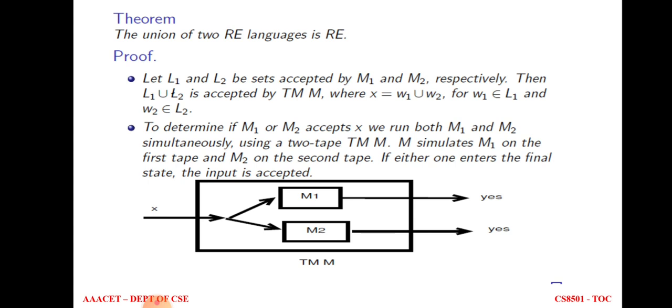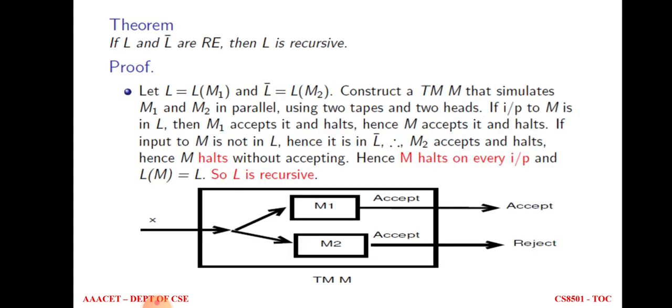So the Turing machine M simulates M1 on the first tape and M2 on the second tape. Here we are using a two-tape Turing machine. The first Turing machine M1 belongs to the first tape, and the second Turing machine M2 belongs to the second tape. If either one of the Turing machines enters the final state, then the input is accepted. So this is the concept of union of two recursively enumerable languages.